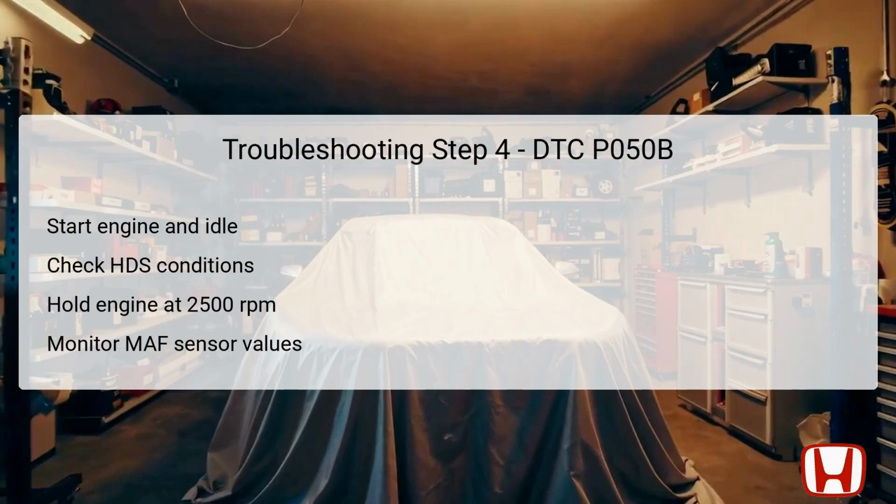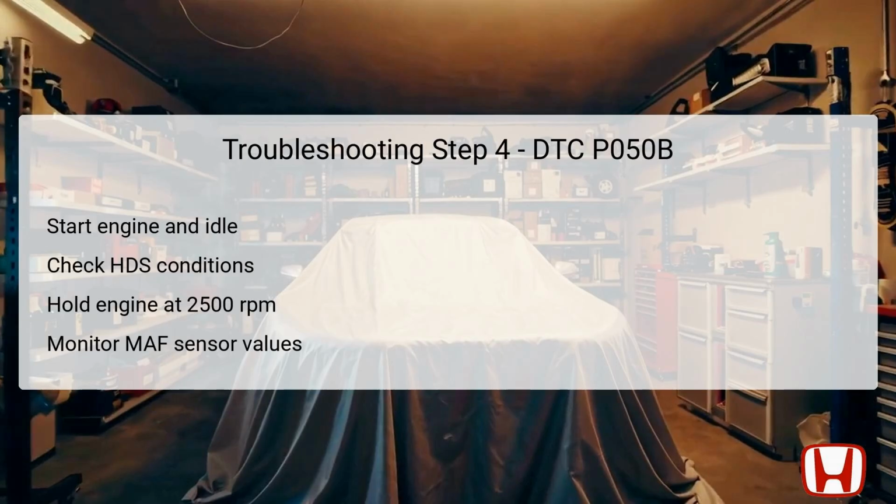while ensuring that the continuously variable transmission (CVT) is in park or neutral, or a manual transmission (MT) is in neutral. All engine and electrical loads should be turned off to provide a controlled environment. Hold the engine speed at 2,500 RPM for 30 seconds, allowing the MAF sensor to provide readings during this period.